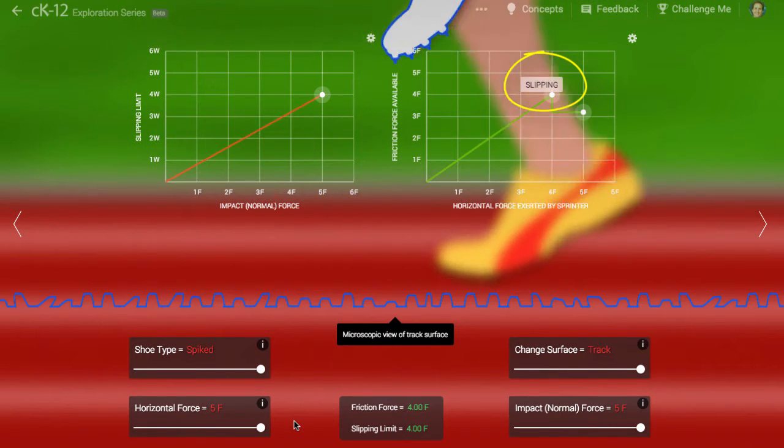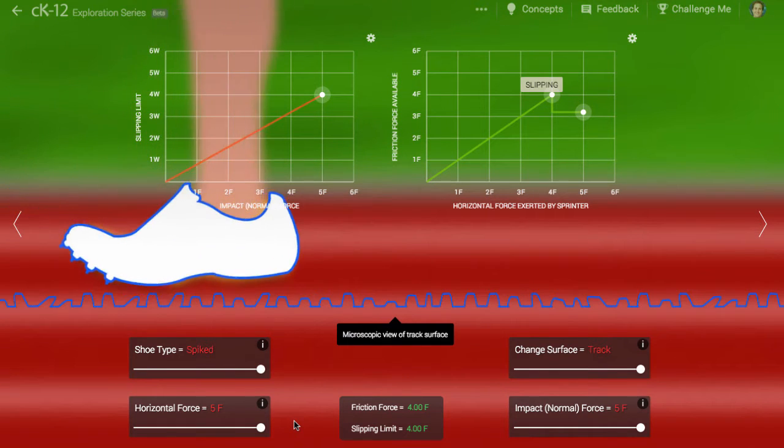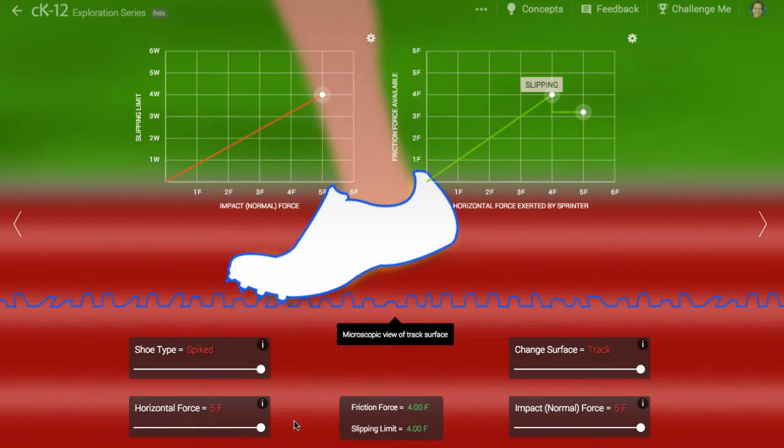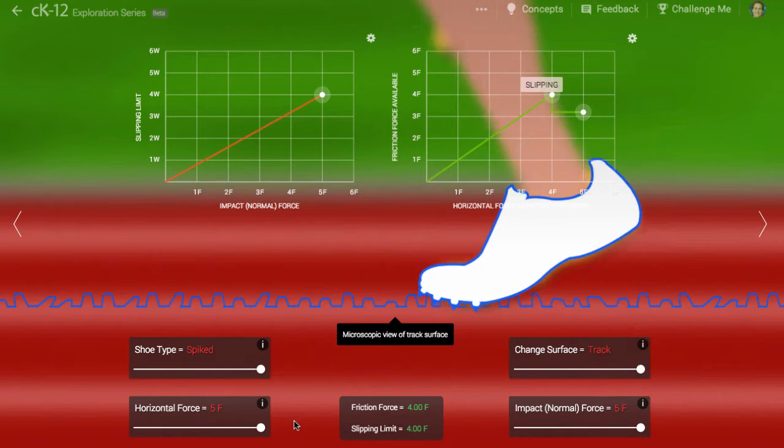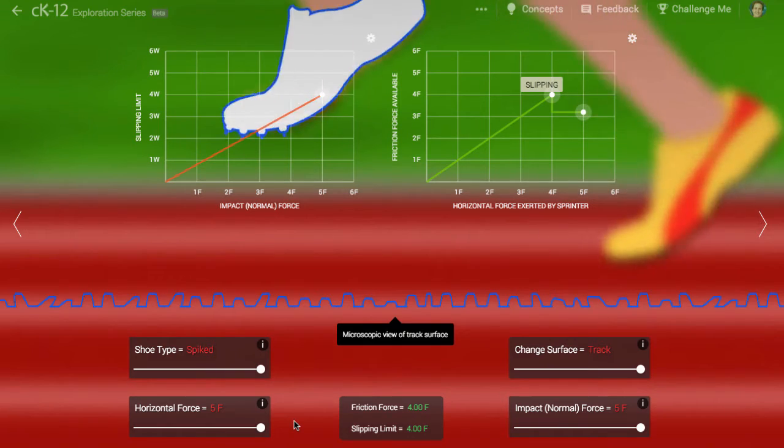The runner is not always at the slipping limit. Sometimes the amount of friction provided by the shoe-track interface is less than the maximum allowed. This means the runner is well within his limits and not close to slipping.